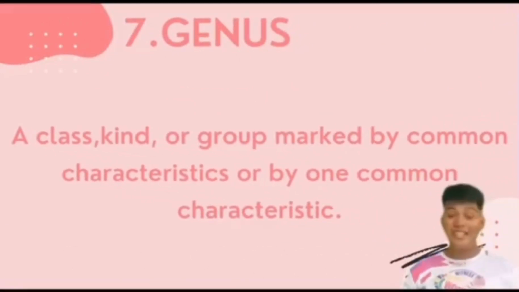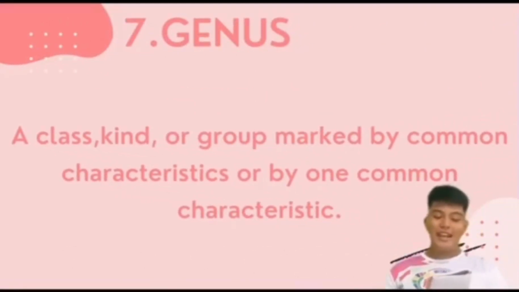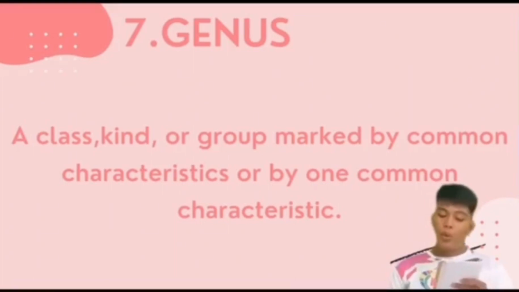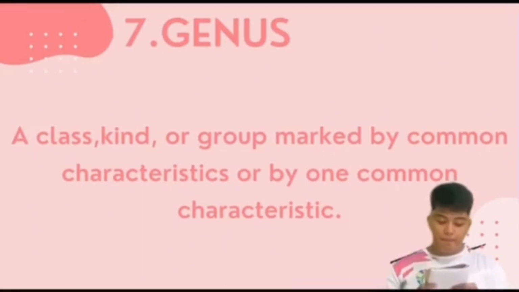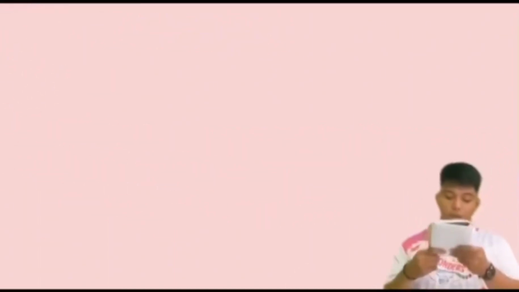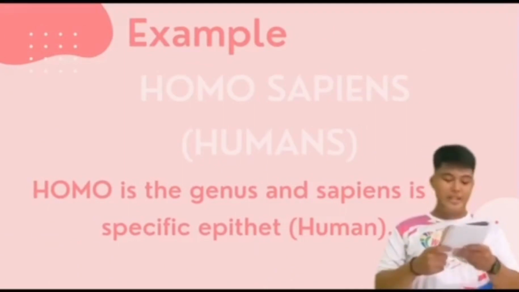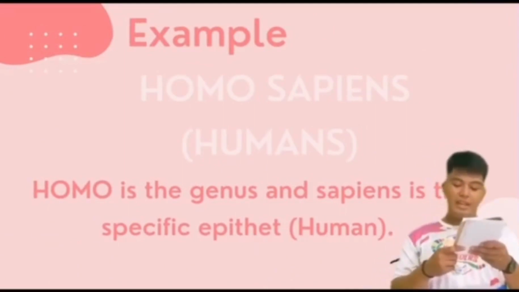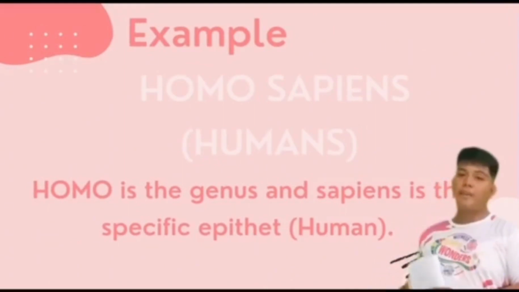So next is genus. Genus, a class, kind, or group marked by one common characteristic. The genus name is the genus to which the species belongs, and the specific epithet refers to the species within that genus. Example, Homo sapiens or humans.